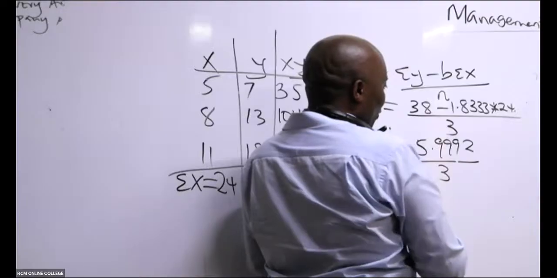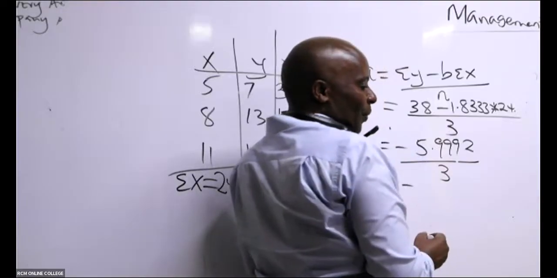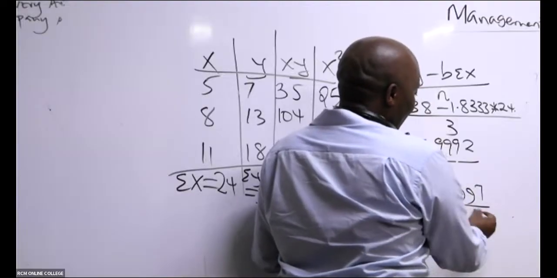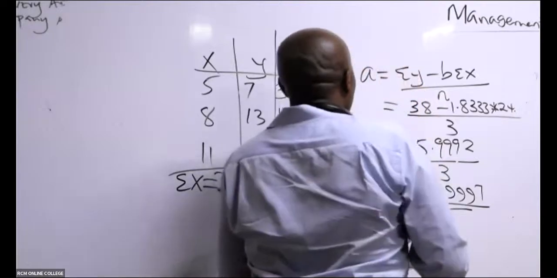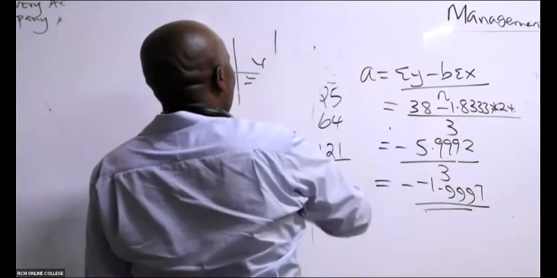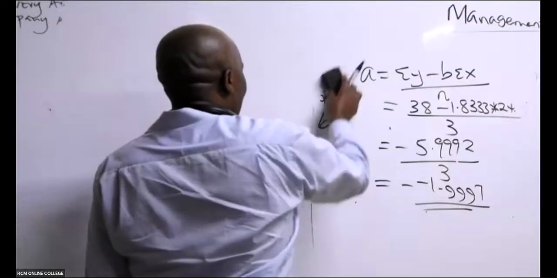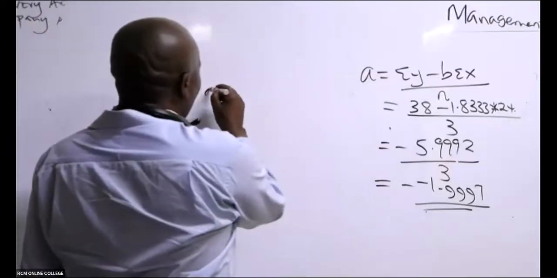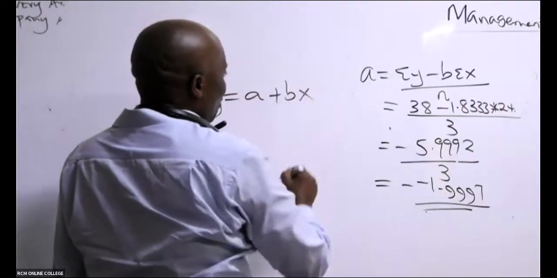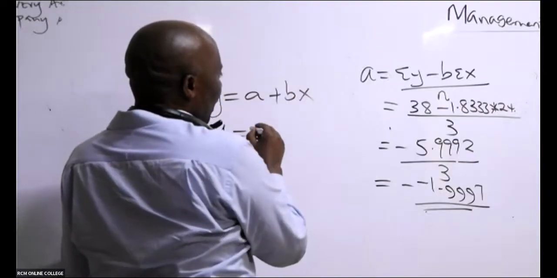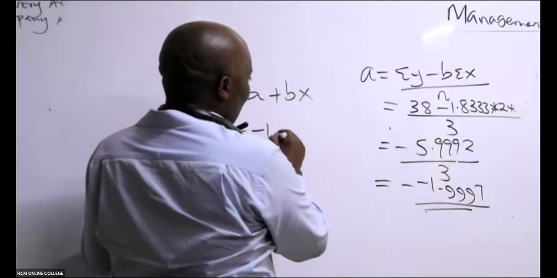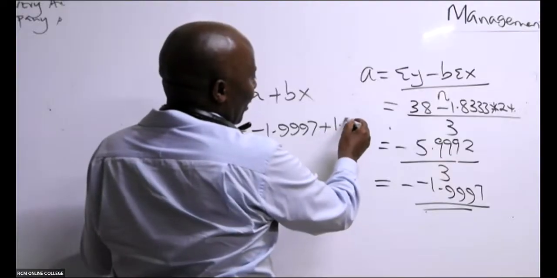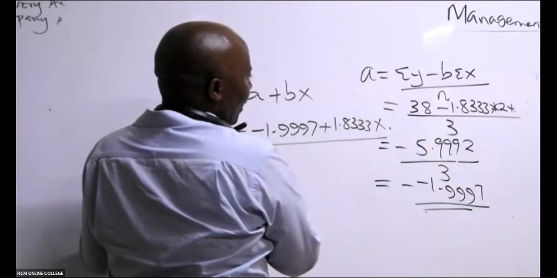So then the final answer for A will be equal to negative 1.9997. Thank you so much. So then that is it. Once you write it like that, you've been able to get the values of A and B, then we'll be able to come here, ladies and gentlemen, and write the equation for us. You'll say y equals A plus Bx. Now you have the value of A and the value of B. So A is negative 1.9997 plus B, which was 1.8333, times X.